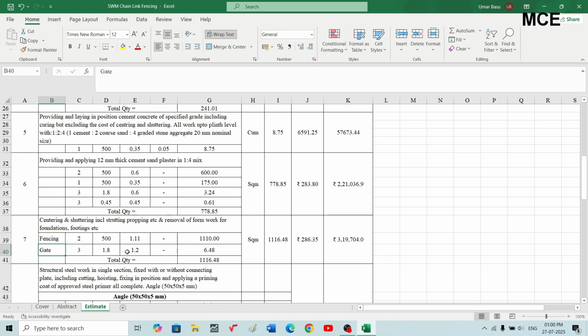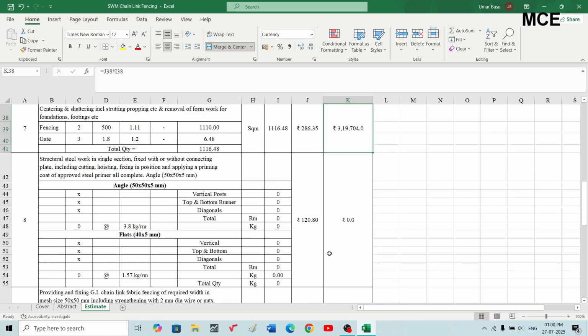So total quantity will be 1116.48 square meters. Centering and shuttering is taken in square meters. Okay, that is the formwork. Rate for this item is 286.35 rupees per square meter. So total will be 3,19,704 Indian rupees. Okay, this was for the centering and shuttering.